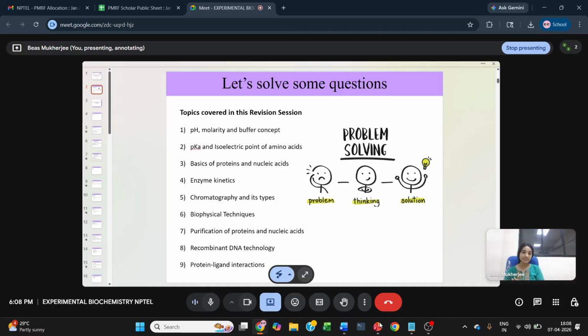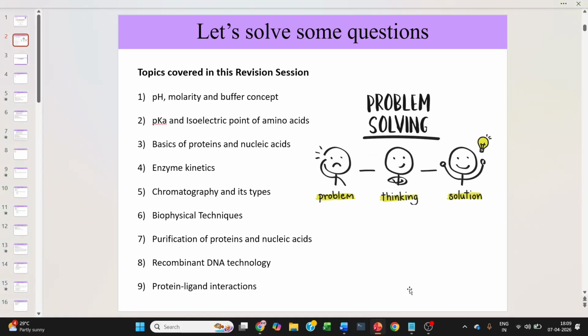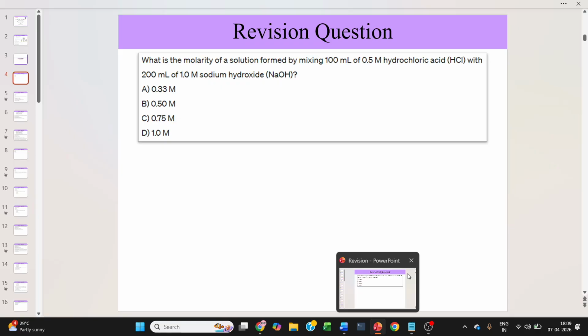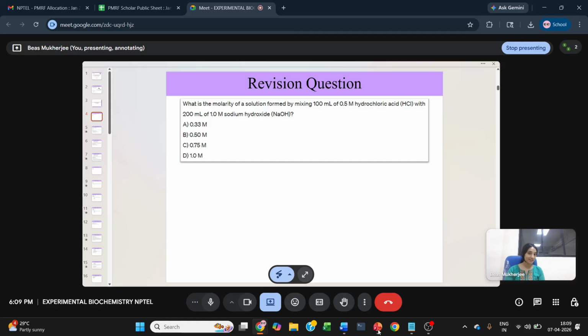And in the last class, we talked about protein ligand interactions. So we'll go through those as well. Protein ligand interaction, all the questions, few of the difficult questions basically. So let's start with the revision questions. So this is moderate level difficulty, and we'll start with the question.